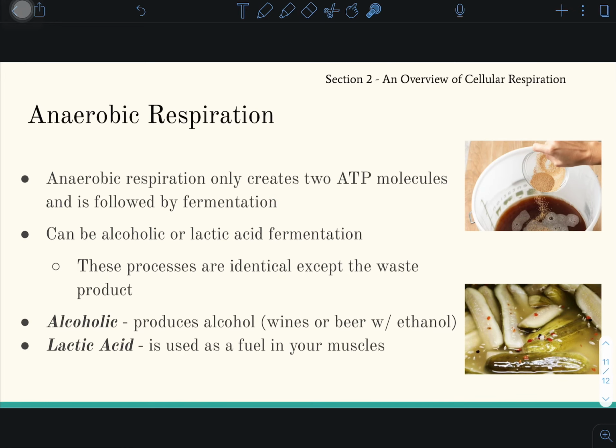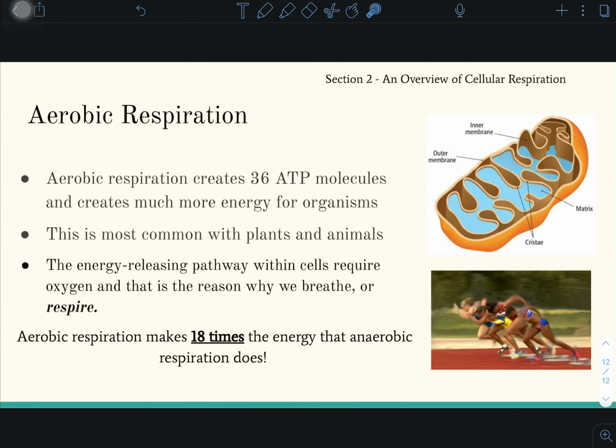And in other organisms, specifically yeast and some bacteria, they do something called alcoholic fermentation. And alcoholic fermentation is exactly what it sounds like. It's a way that we can go through and produce alcohol, such as beer and wine. Okay, so that's the production of alcohol. Again, only 2 ATP molecules. It's how bread is made. That's why we get those bubbles in our bread when we let it rise.